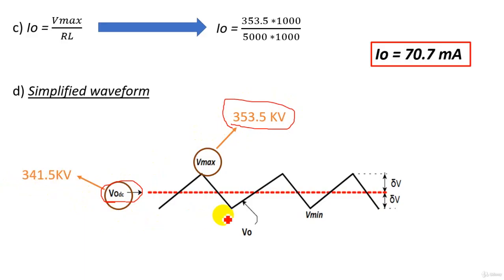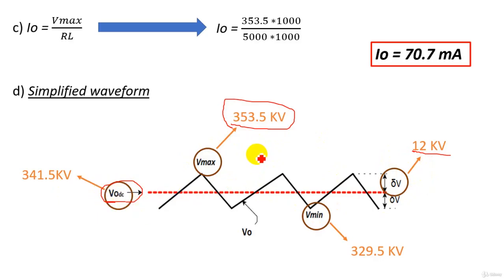So we can obtain the minimum voltage for this waveform, which will be 329.5 kilovolt, and the difference between the maximum and the minimum is 24 kilovolt, which is 2 times the ripple voltage. So the ripple voltage will be 12 kilovolt. And these are the important parameters of the half wave rectifier circuit: the maximum voltage, the minimum, the ripple voltage, and also the DC output voltage, which is the output of the half wave rectifier circuit.